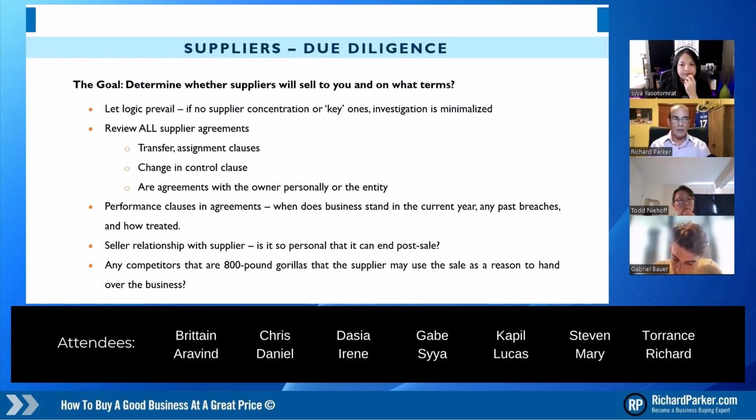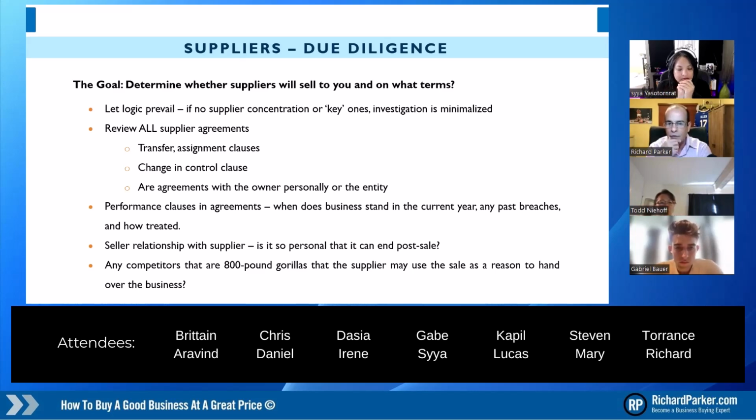So first of all, you got to let logic prevail. If there's no supplier concentration, meaning it's a type of business that has a bunch of different suppliers, and you're not concerned if one happens to disappear, use logic. You don't have to get crazy with the investigation. The supplier part of due diligence is reduced or minimalized if you have this wide swath of suppliers.